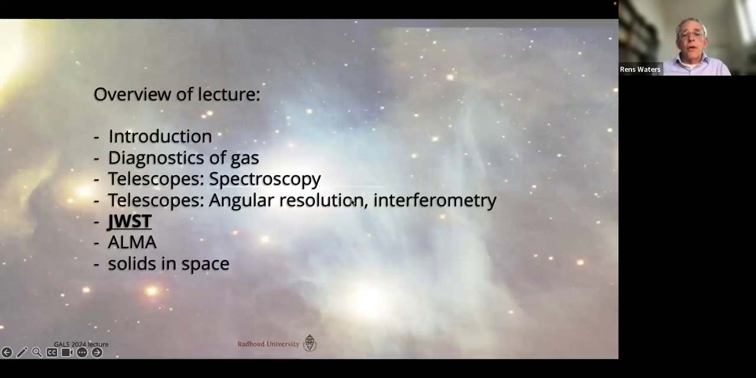Okay, so much for angular resolution and interferometry. Then I thought it was maybe good to dive into two telescopes that are very important for astrochemistry. One is the James Webb Space Telescope, and the other is ALMA. So let's now first discuss the James Webb Space Telescope.